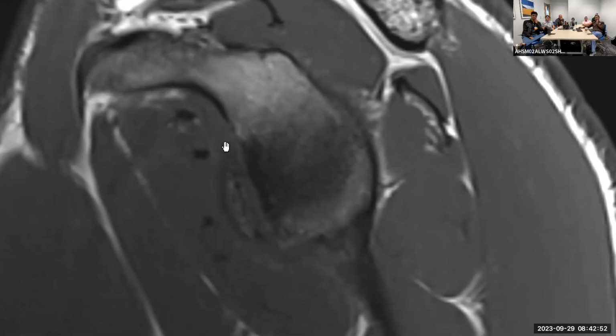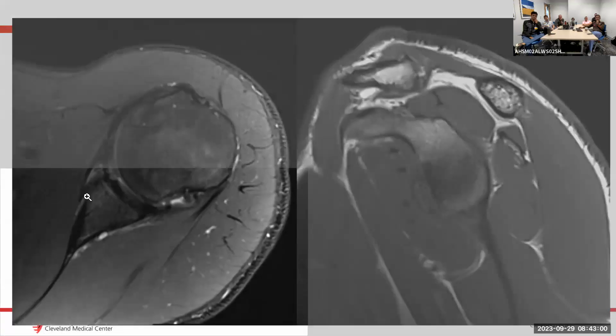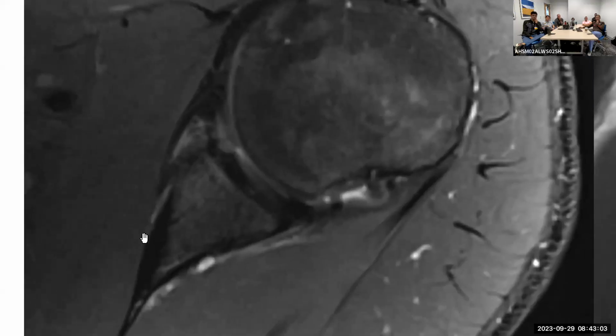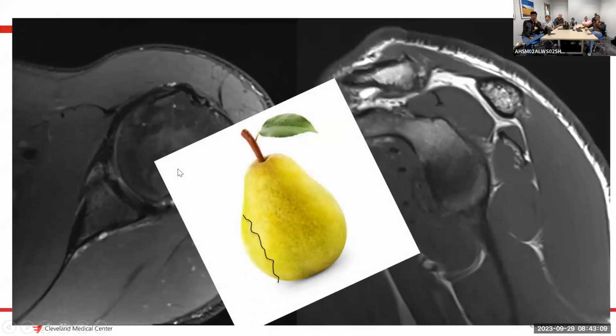And this is our bony Bankart, and you can measure it from here to here, from here to here, to get an idea of how much bone loss you have of the anterior glenoid. You can kind of see here as well, there's some bone marrow edema associated with that. And here's the bony Bankart fracture fragment. Like that.